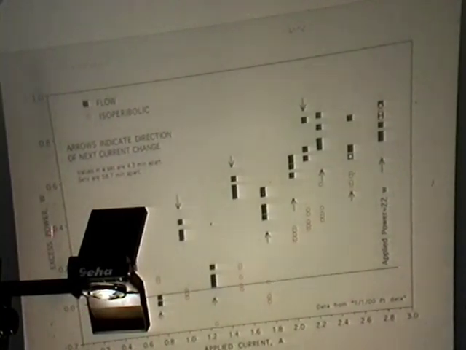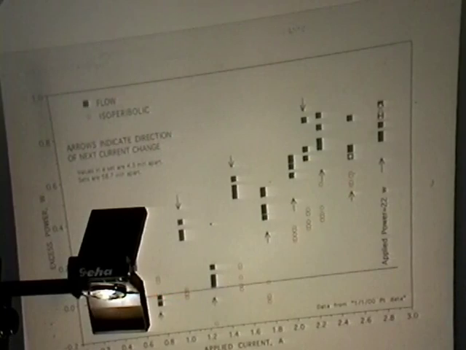This is excess power against applied current. And as the current was increased, it showed no excess power, just as I expected, but all of a sudden, excess power started to be produced. Then the current was allowed to come back down in steps, and it now went down on a line different than when it went up. So it had essentially been activated.